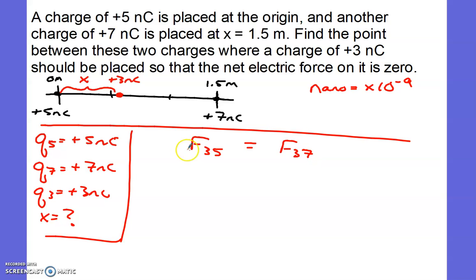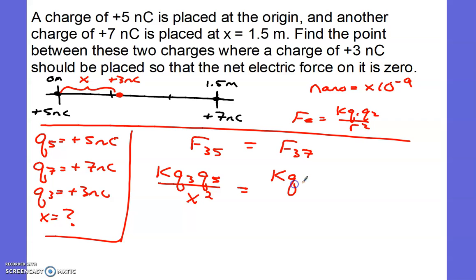Now my formula is to replace these forces. My electric force is k Q1 Q2 over r squared. So the force between 3 and 5 we have is k Q3 Q5 over the distance between 3 and 5, which we label as x. The force between 3 and 7 we have k times Q3 times Q7.